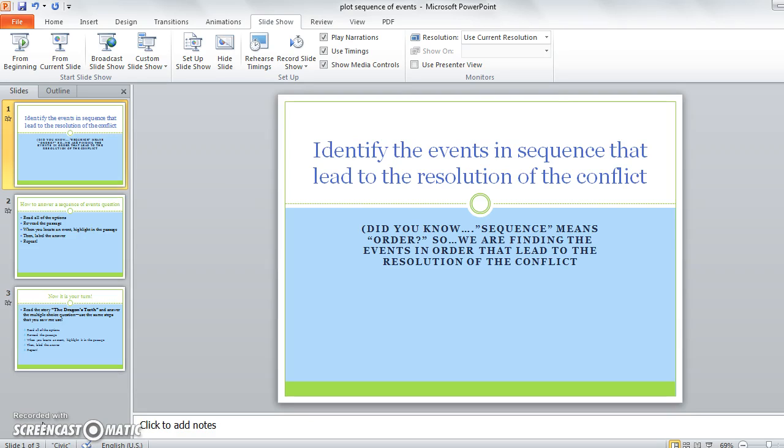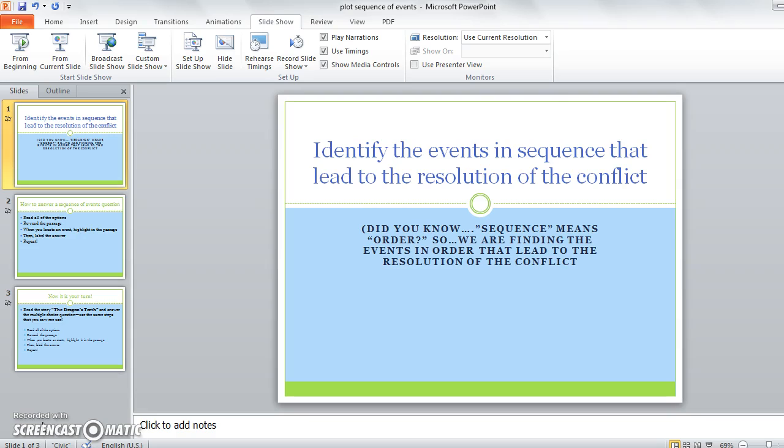So today, let's take a look at our objective. You see it in the middle of this slide. It says, identify the events in sequence that lead to the resolution of the conflict. We know what the resolution of the conflict is. It's the end result of the story. How is the problem solved?